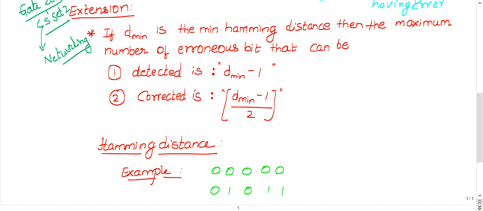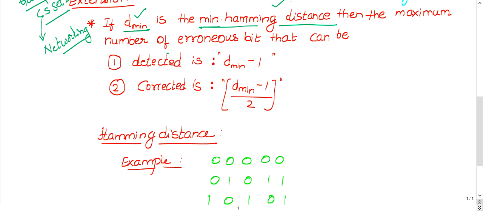Let me read you the statement, then I'll explain what is involved in it. If d min is the minimum Hamming distance, so I'm telling you a new concept known as Hamming distance. I'm denoting minimum Hamming distance with d min. If d min is the minimum Hamming distance, then maximum number of erroneous bits that can be detected.